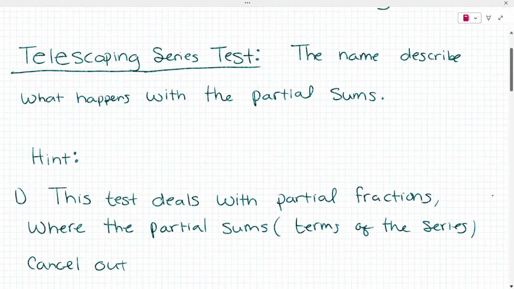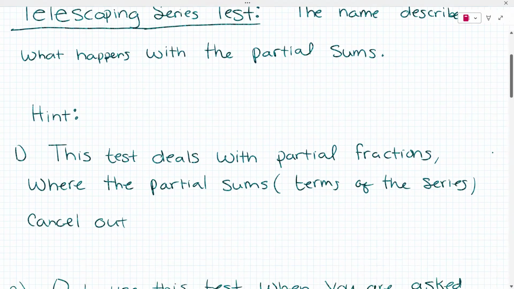So this test deals with partial fractions. If you have any kind of partial fractions, that is a big hint that you're going to use this method, telescoping series. It's basically where the terms of the partial sums of the series cancel out.